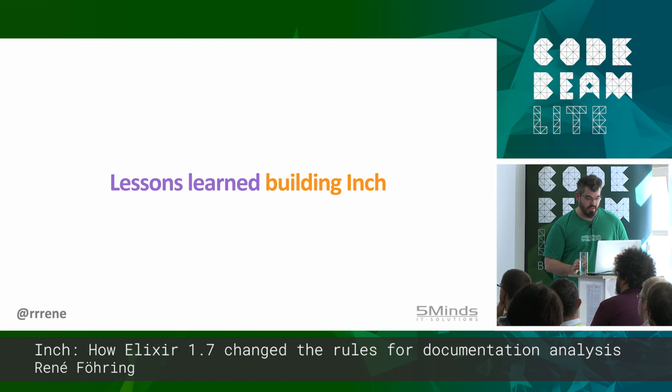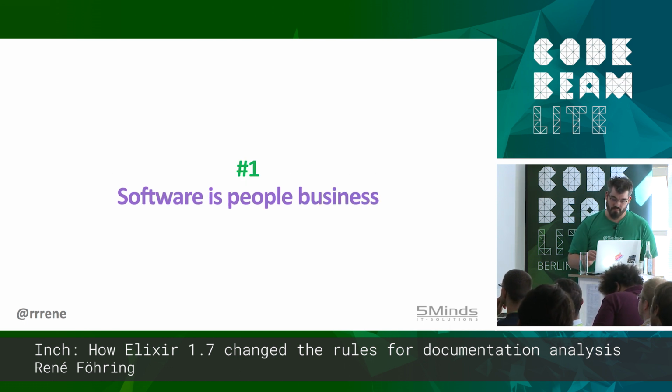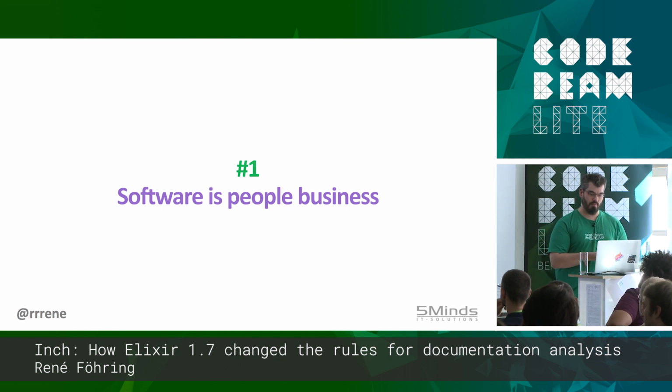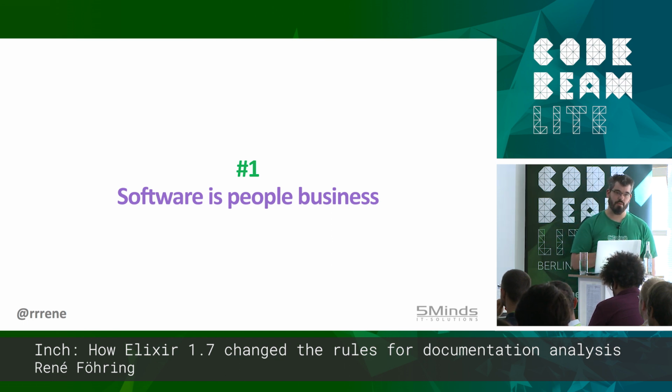So, this leads me to the final section of my talk, the lessons learned during the creation of Inch. Number one, software is people business. Because software is inherently about people, and more to the point, it's about solving people's problems. And you have to get that and relate to these problems for your software to be truly useful. This is even more important in open source, where there is no money involved and the utility provided by our software to other people stands on its own and is therefore what truly matters.